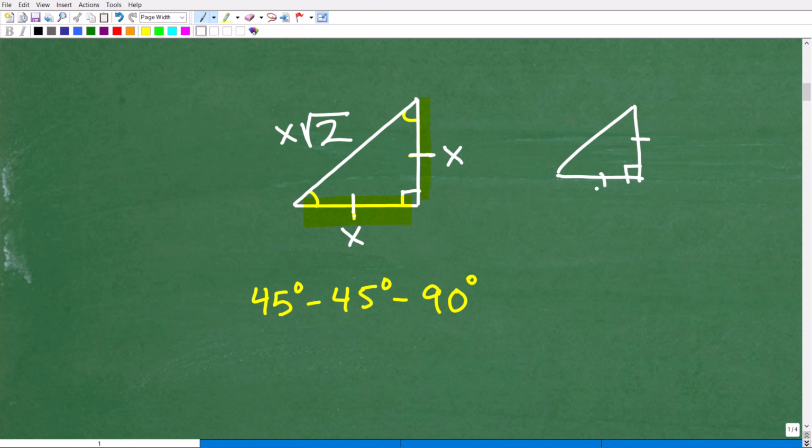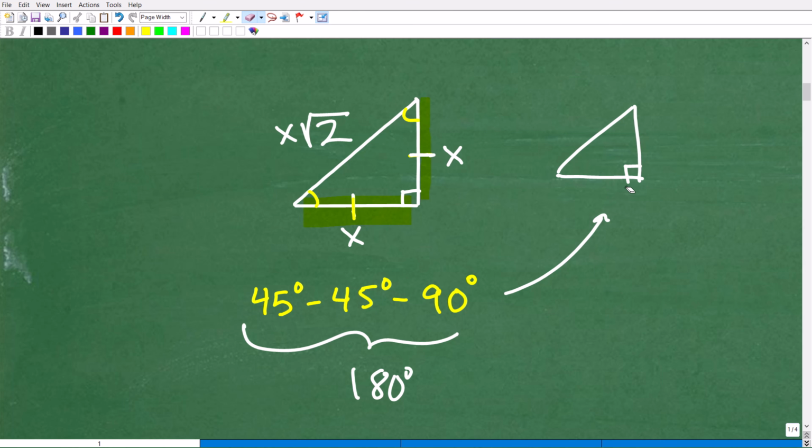That's enough information to recognize that this is a 45, 45, 90 special right triangle. Remember, the sum of the angles in a triangle is always 180 degrees. So if you were given this figure, we're talking about a 45, 45, 90 special right triangle.